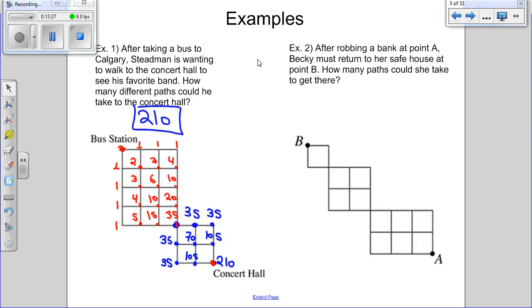This question says, after robbing a bank at point A, Becky must return to her safe house at point B. How many paths could she take to get there? Now you're going from A to B. So you're going up and to the left. If you counted down and to the right, it would be the same answer. It would be the exact same paths, you're just going backwards.